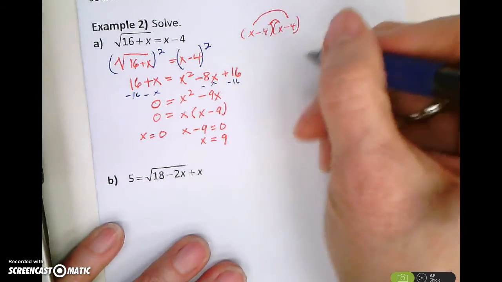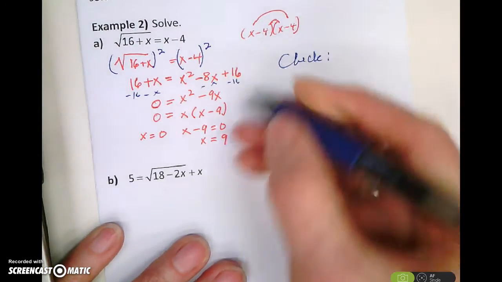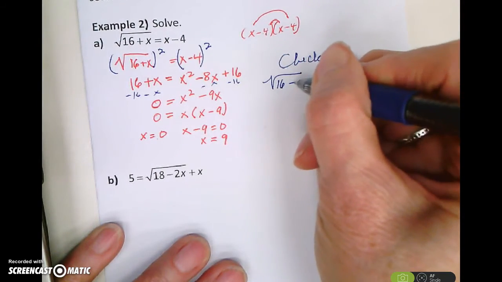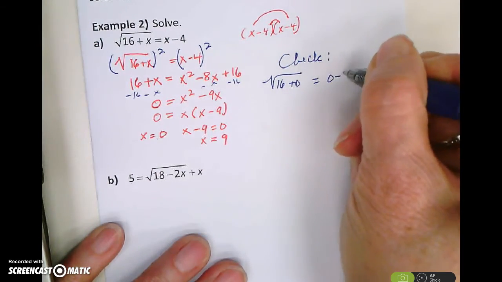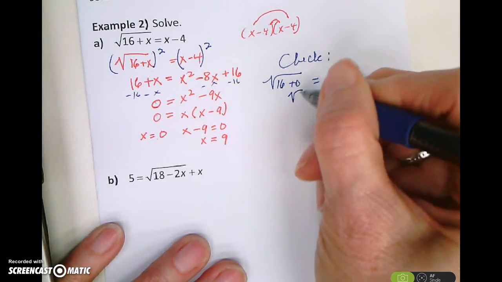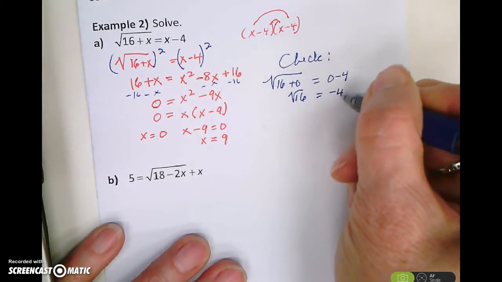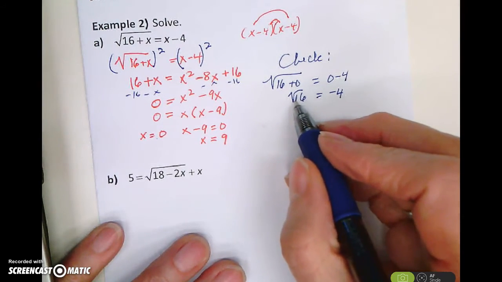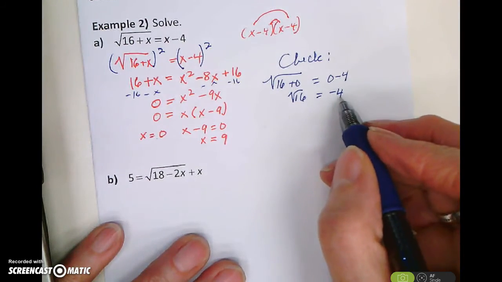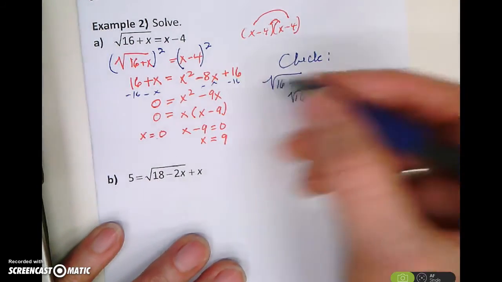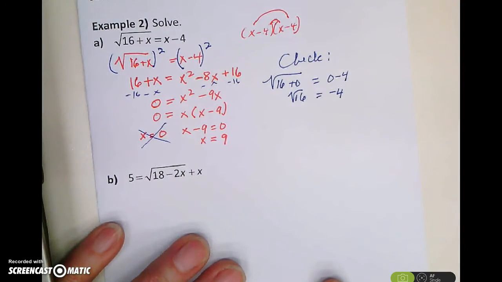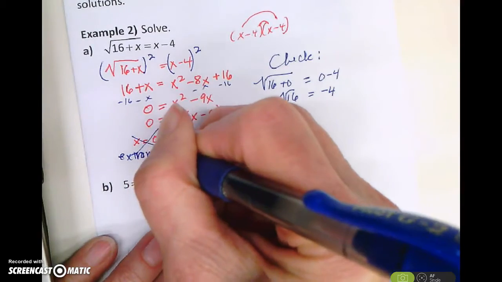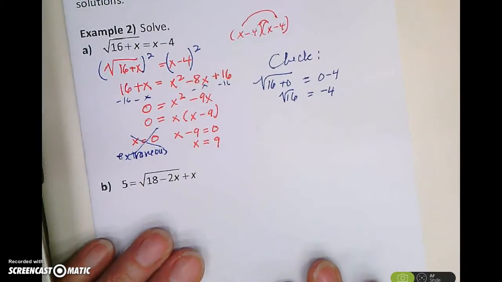So when we check it, I'll go ahead and show this. When I check it, I'm going to first put my 0 in here and get the square root of 16 plus 0 is equal to 0 minus 4. So that's the square root of 16 is equal to negative 4. Whoops. Now let's remember a radical 16 can never be negative. This always indicates the positive. So that tells me that x equals 0 is extraneous. And no, you don't have to write that every time.